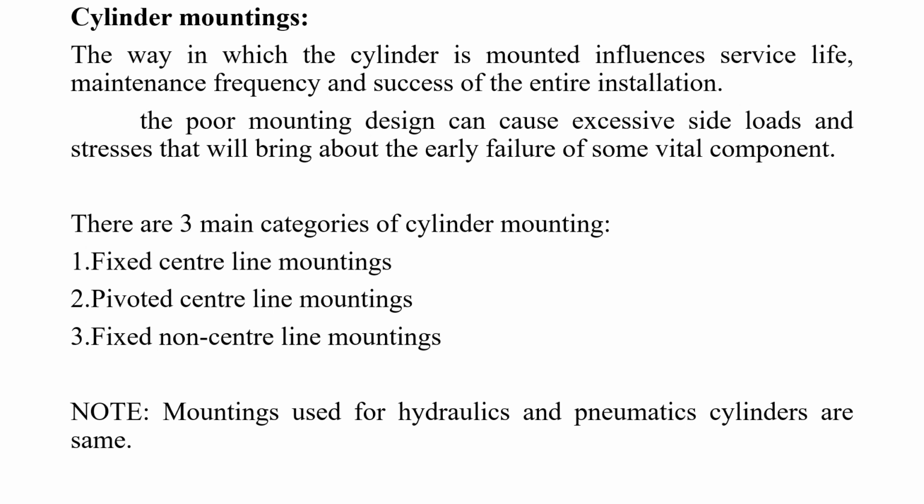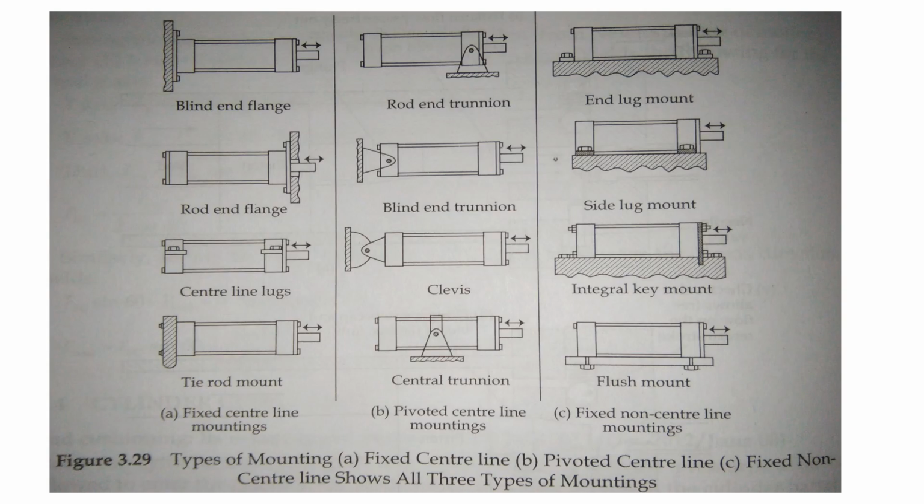of some vital components. There are three main categories of cylinder mountings: fixed centerline mountings, pivoted centerline mountings and fixed non-centerline mountings. The mountings are almost similar for hydraulic and pneumatic cylinders, so you can see the sketches. First we will take the fixed centerline mountings. In this mounting, the cylinder is supported along its center line.